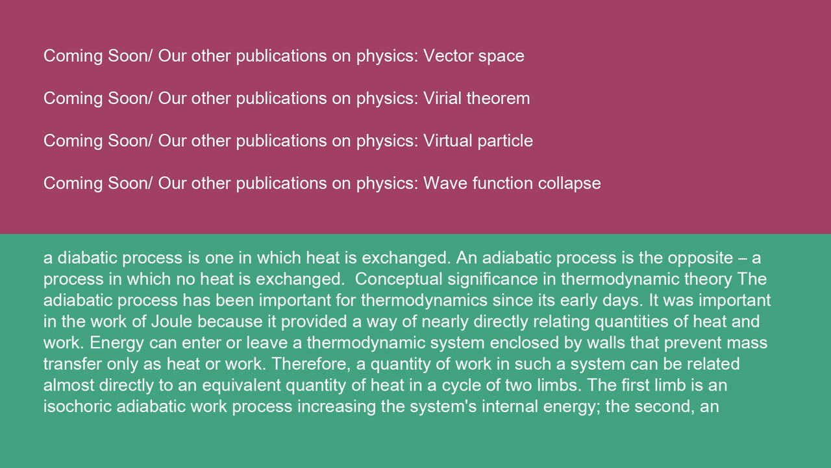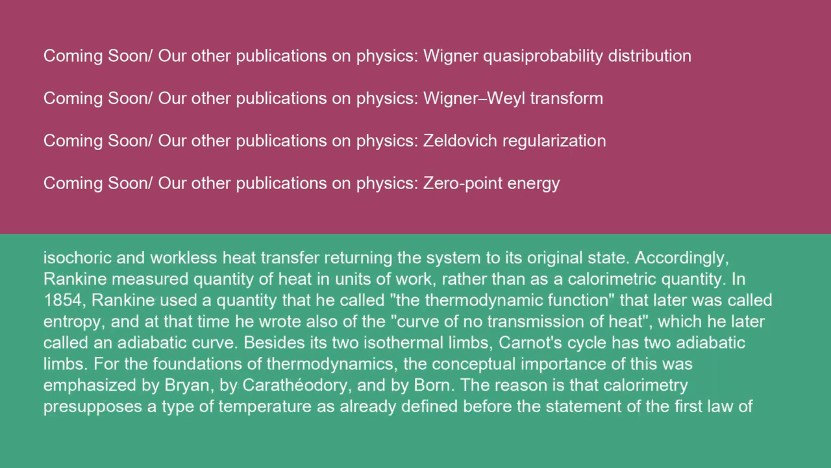An adiabatic process is the opposite, a process in which no heat is exchanged. Conceptual significance in thermodynamic theory: the adiabatic process has been important for thermodynamics since its early days. It was important in the work of Joule because it provided a way of nearly directly relating quantities of heat and work. Energy can enter or leave a thermodynamic system enclosed by walls that prevent mass transfer only as heat or work. Therefore, a quantity of work in such a system can be related almost directly to an equivalent quantity of heat in a cycle of two limbs. The first limb is an isochoric adiabatic work process increasing the system's internal energy. The second, isochoric and workless heat transfer returning the system to its original state.